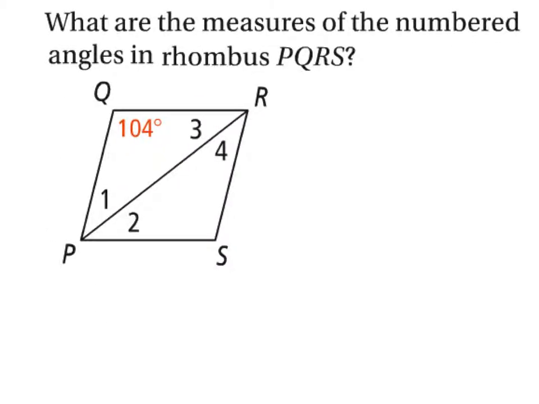Looking at those angles, what can you tell me about angles 1, 2, 3, and 4? All 4 angles have to be congruent, right? Because the opposite angles of a parallelogram are congruent, and because that diagonal PR is going to be bisecting those. Okay? So we have to know how to find one of them. We've got to just find one of them.